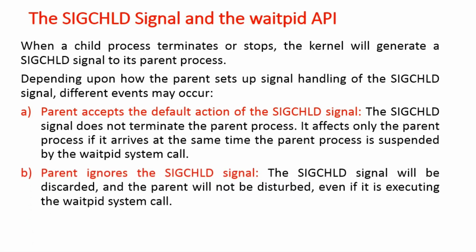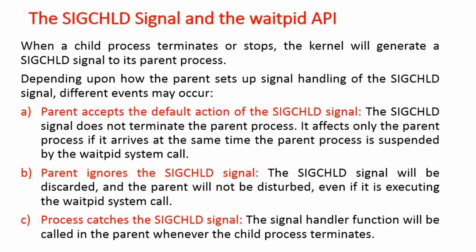Second action, the parent ignores the SIGCHLD signal. When a parent gets a signal from the child, the parent can ignore the signal. The SIGCHLD signal will be discarded and the parent will not be disturbed even if it is executing the waitpid system call. So even though the parent is executing that waitpid system call, the particular signal sent by the child will be discarded.